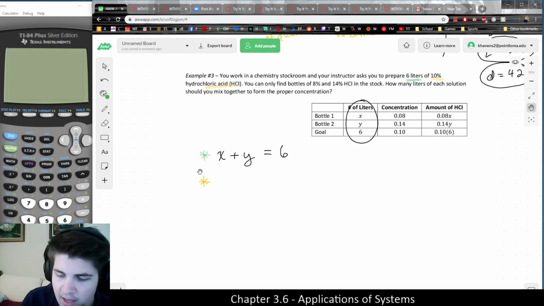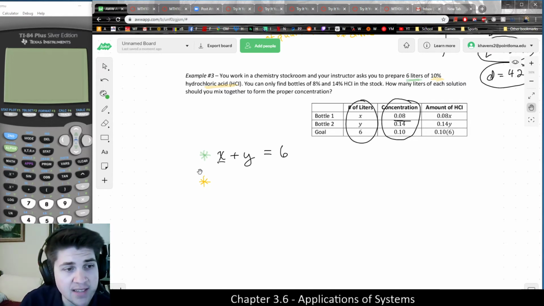What I know is the concentration of each bottle individually, and how that will work is, if I'm using X liters of the first solution, and it's an 8% solution, which it is because it told me that, I know exactly how much HCl is in that bottle because that's how concentrations work.